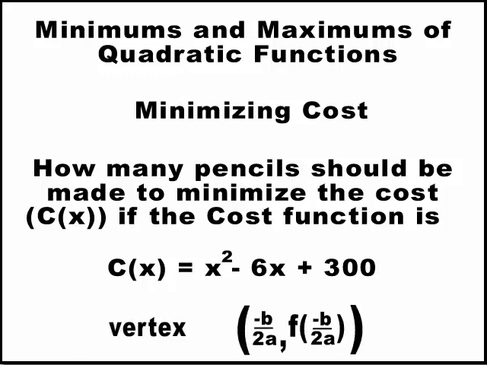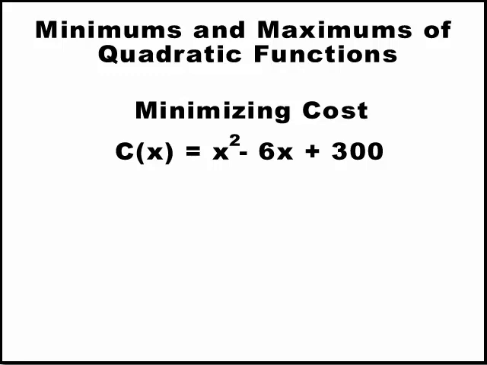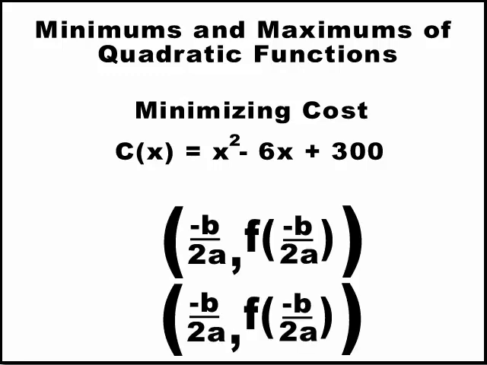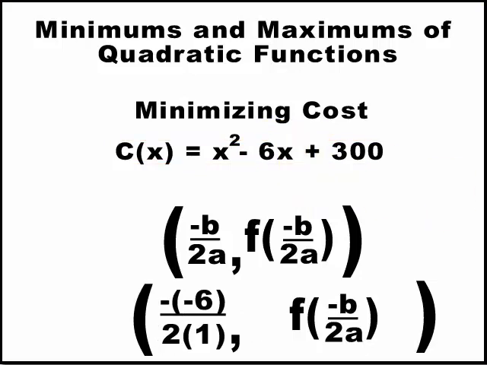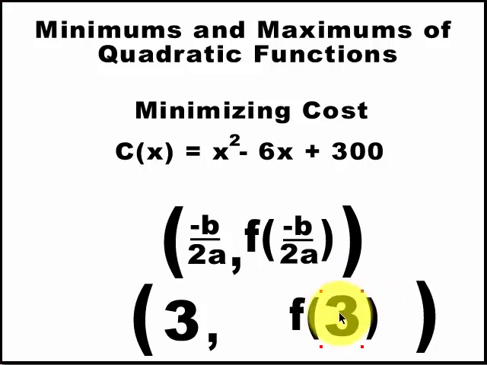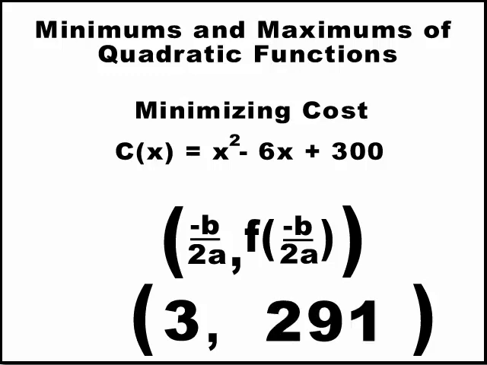We're going to find the vertex. So negative b is going to be negative 6 over 2 times a. A is 1, right? And that looks like positive 6 divided by 2, which is 3. We're going to plug 3 back into the function. Let me see if I can do this in my head. 3 squared is 9, minus 18 is negative 9. So 300 minus 9 is 291.